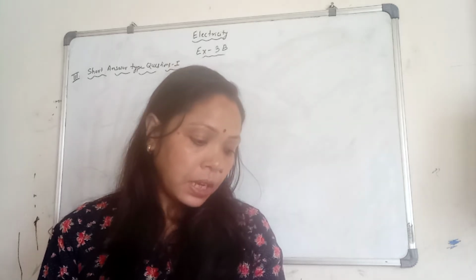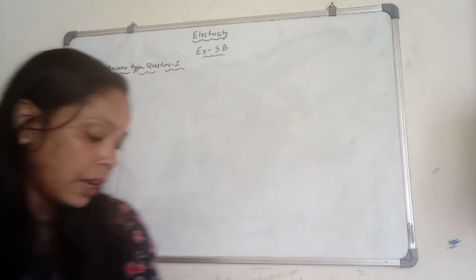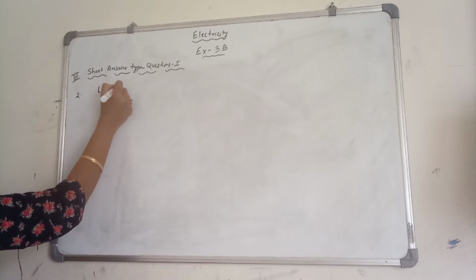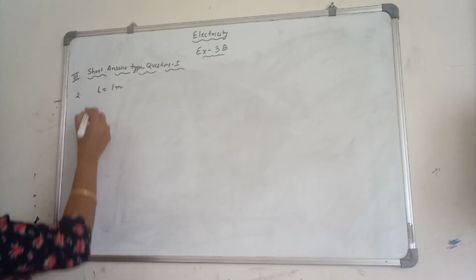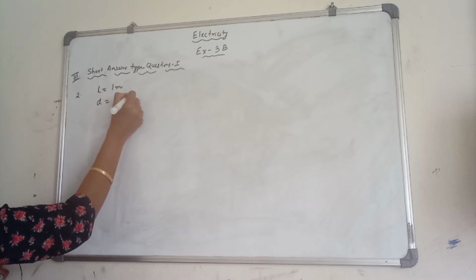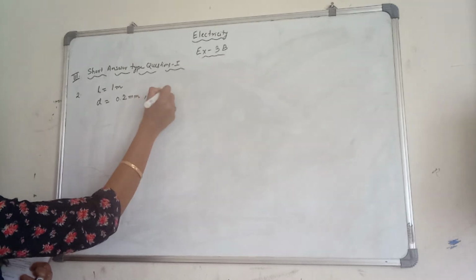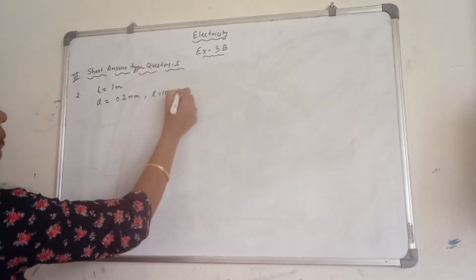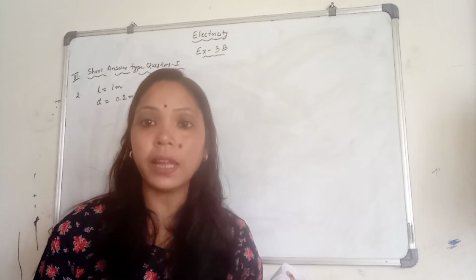Now question number 2, a wire is 1 meter long. So length is given 1 meter, 0.2 millimeter diameter. So D, I am using the diameter symbol as D, is equal to 0.2 millimeter. Then resistance is given as R is equal to 10 ohm. Calculate the resistivity. It means you have to find the rho. Rho formula is rho equal to Ra by L.